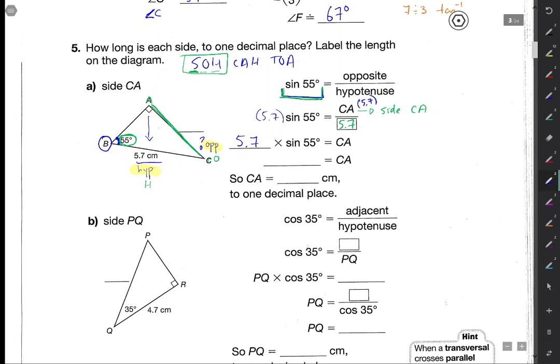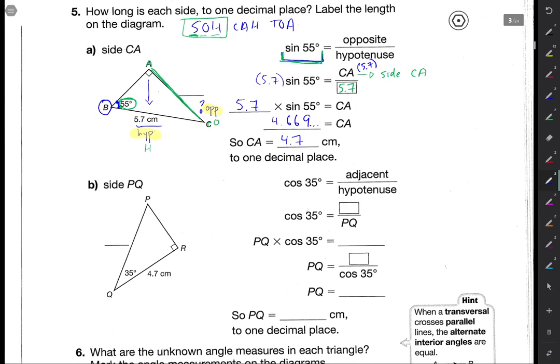So now in your calculator, you're going to do 5.7 times sine of 55, and you should get 4.669, and that decimal will keep going. So that's the length of side CA. So CA is equal to, we'll round it to 1 decimal place, 4.7 centimeters.